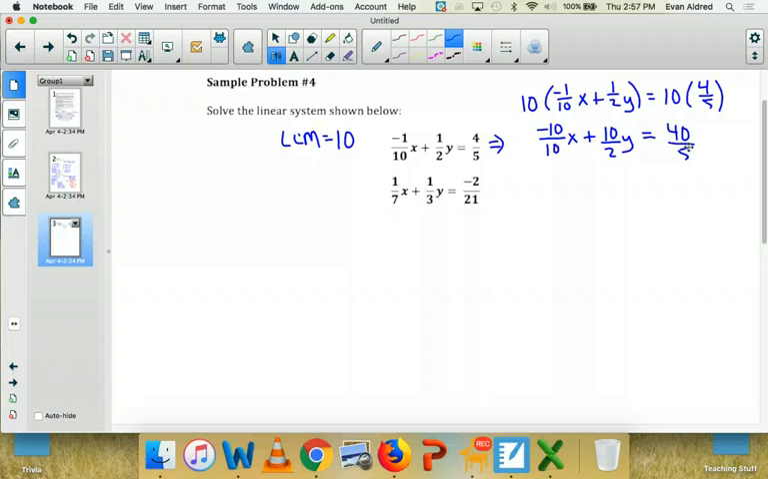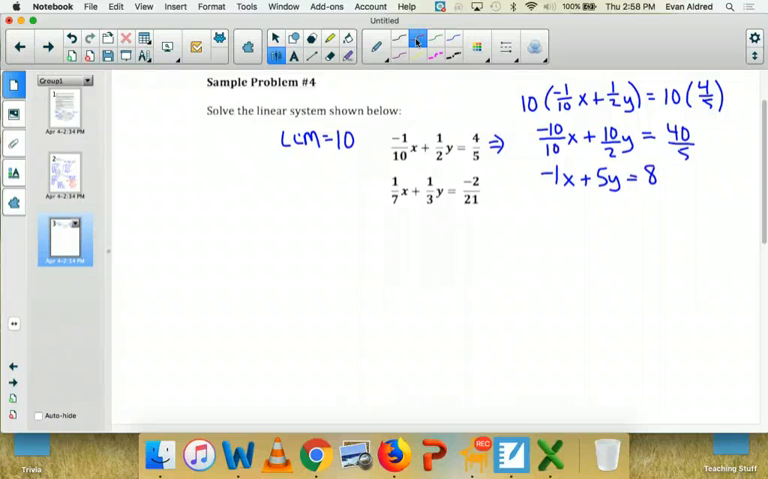And now, if you can kind of see what's happening here, you're going to be able to make all these nice numbers. Negative 1x plus 5y equals 8. Well, that looks like a much easier equation to solve than negative 1 over 10x plus 1/2 y plus 4 over 5. So that was our first one. Let's take a look at our second one.